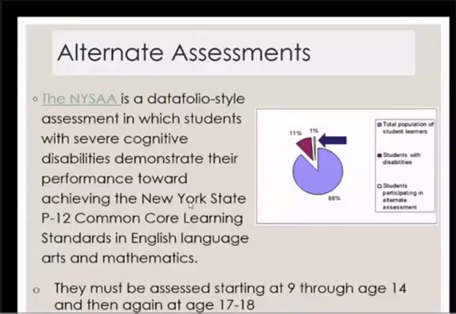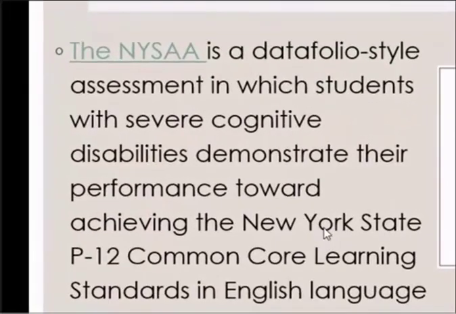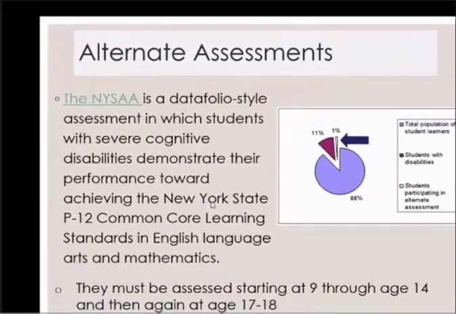Some basic features are that it's a data folio assessment where evidence is collected based on a variety of documents and observation methods. All assessments should indicate mastery towards the Common Core standards and are first given when students are 9 years old, and then every year through age 14. Then they are assessed once more between the ages of 17 and 18.